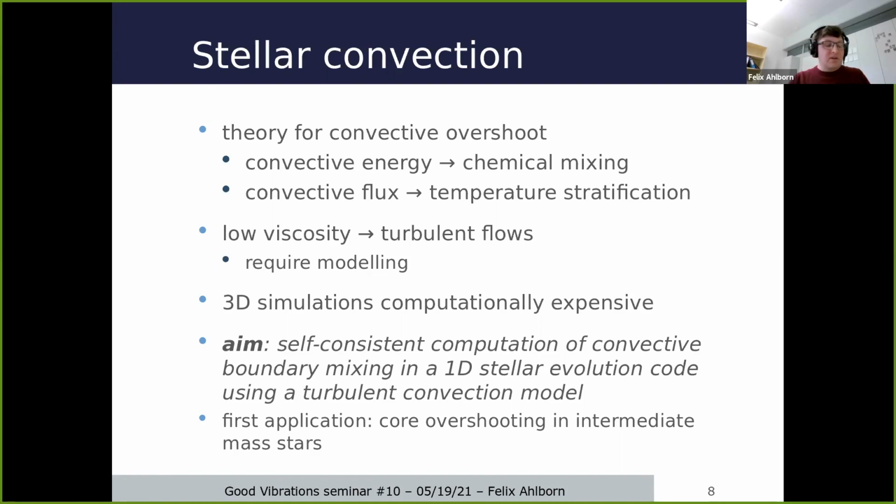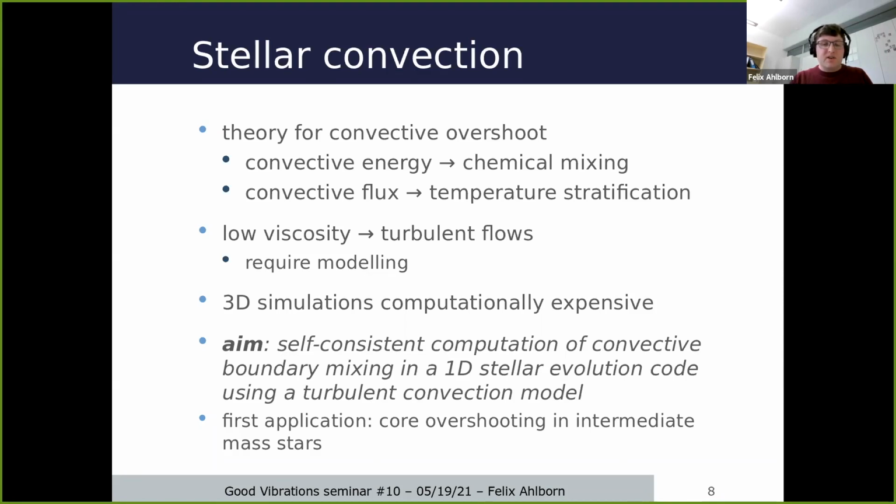Now, the main problem with this is that stellar matter has very low viscosity and in turn very high Reynolds numbers. And this means that the convective flows are highly turbulent. And as you probably know, turbulence is a difficult matter to treat in any context. So this requires a lot of modeling. And then one approach, which is becoming more and more popular, are, for example, 3D simulations of stellar convection.